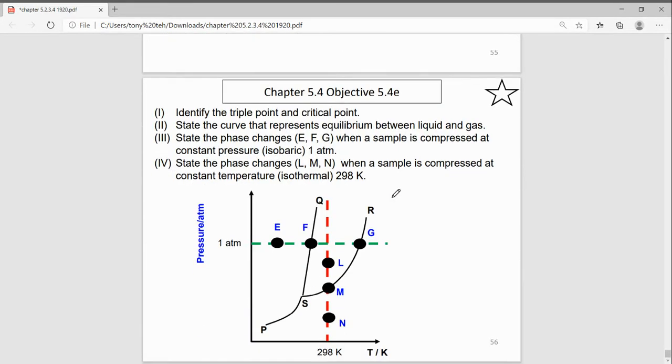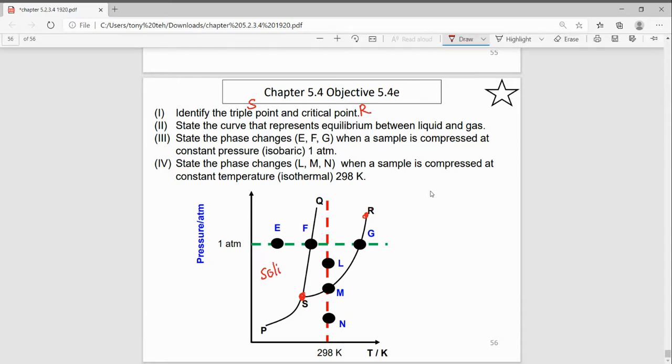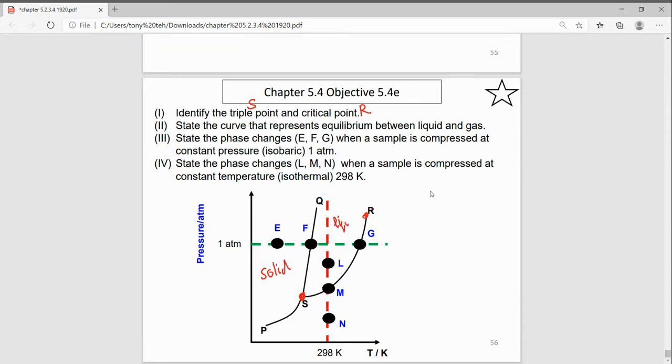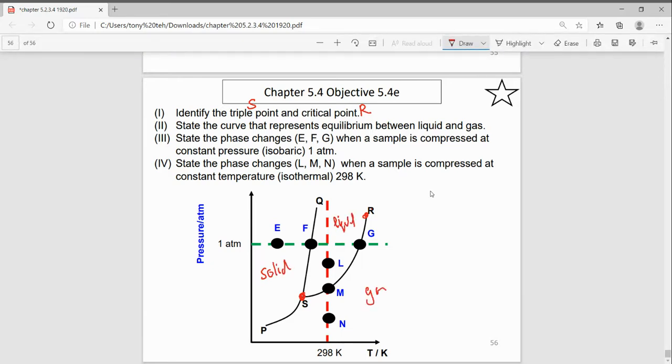Okay, now let's look at one exercise. Identify the triple point and critical point. So our triple point is S. Okay, S is the triple point. Critical point is R. Okay, state the curve that represents equilibrium between liquid and gas. So label again: solid, liquid, gas. Okay, so the liquid and gas is SR. This line, SR.